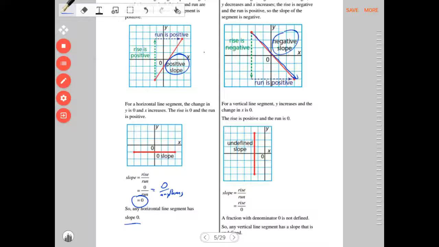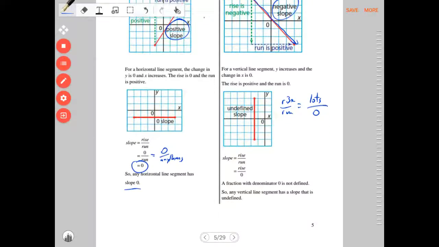Okay? So we have a positive slope, a negative slope, 0, and the last one, for a vertical line segment, y increases and the change in x is 0. So the rise is positive, so it's any number, and the run is 0. So rise over run, so lots of rise divided by 0. Ugh. Well remember, we are never allowed to divide by 0.